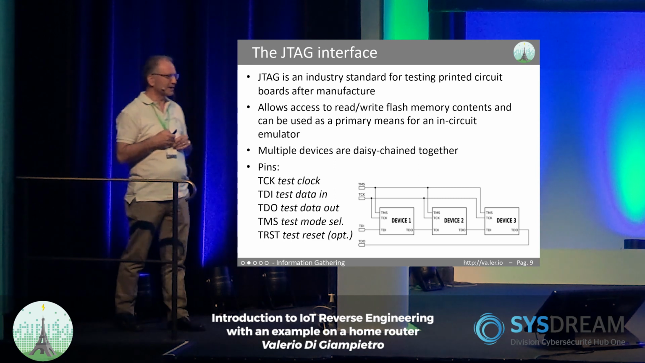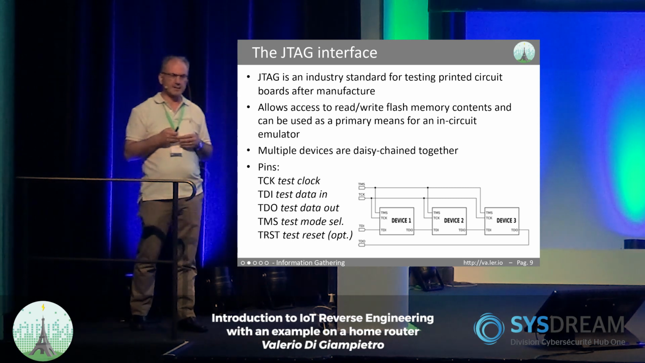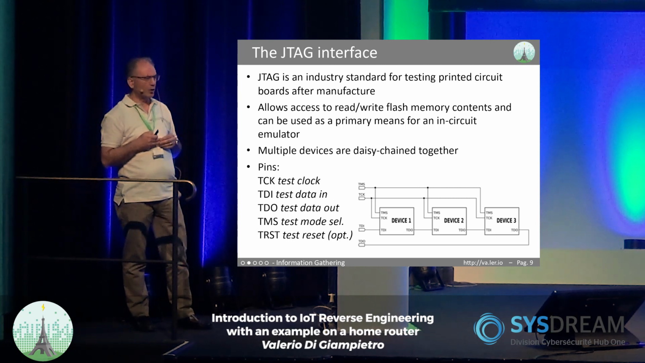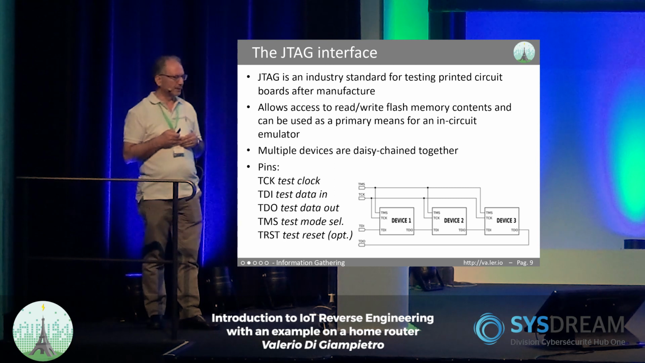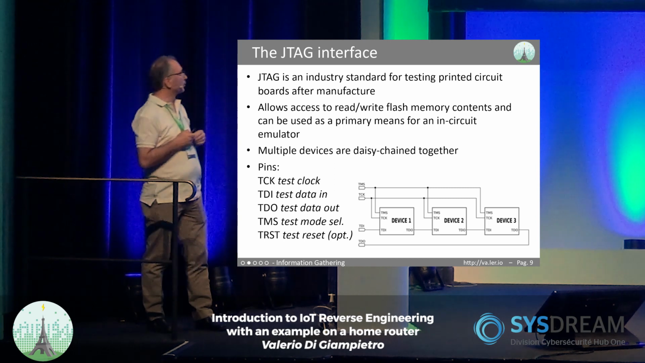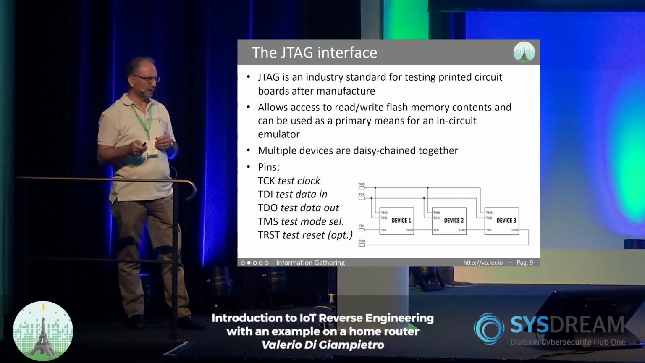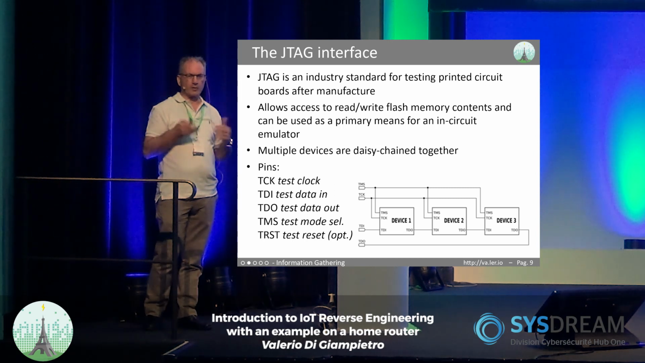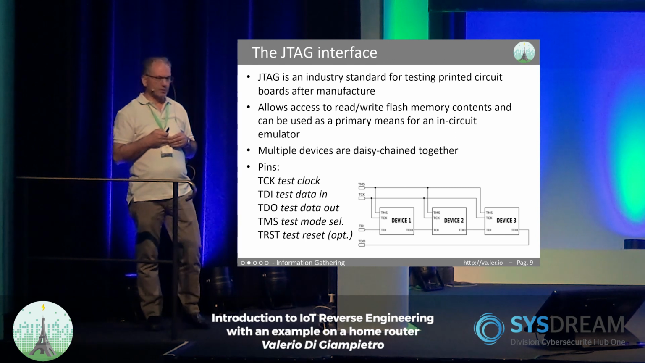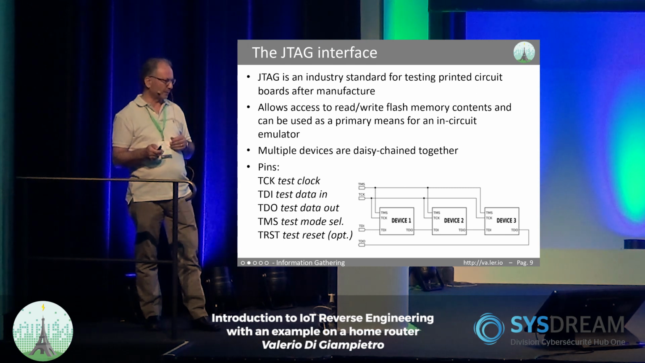The JTAG interface is an industry standard for testing printed circuit boards after manufacture and allows access to many internal signals of complex integrated circuits. It also allows access to read-write flash memory content and can be used as a primary means for an in-circuit emulator. Multiple devices are daisy-chained together, and each one of them can be accessed using the JTAG interface. It has 4 or 5 signal pins that are test clock, test data in, test data out, test mode select, and test reset. Test reset is optional because we can reset the interface also using the other pins.